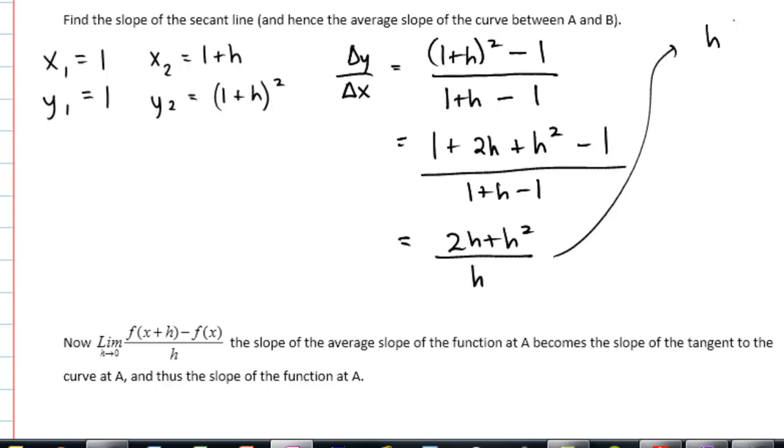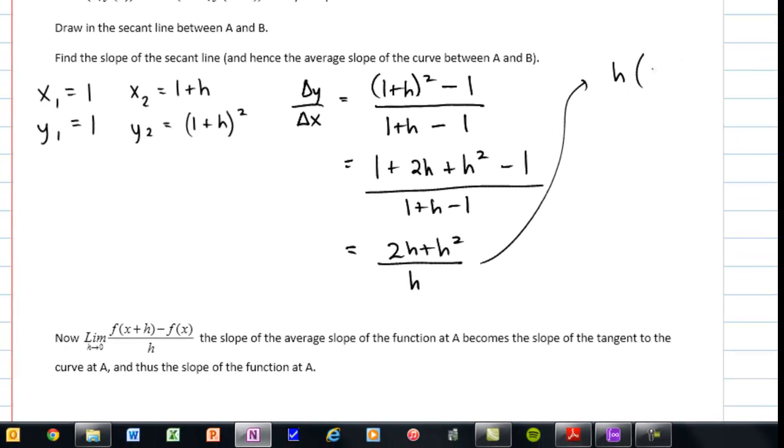Now if I factor an h out of the top, I will have 2 plus h, and I still have an h in the bottom. Those h's can cancel out, so I'm left with 2 plus h. So this is the general slope for any line on that curve, any secant line on that curve. And it'll depend on h, how far away the second point is from the first point.